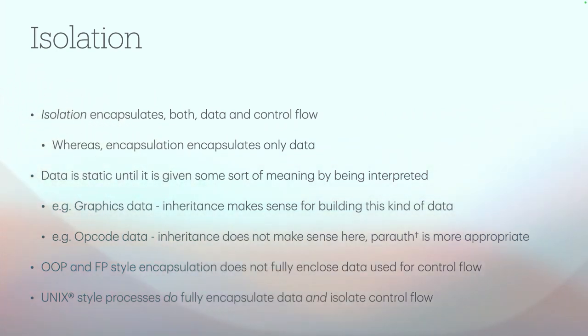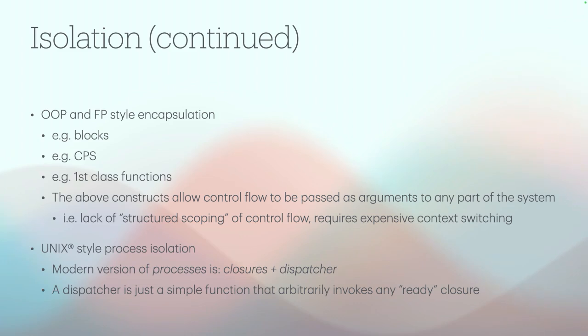We've seen isolation before. Unix processes implement isolation. Functions and methods and CPS and blocks allow non-structured use of control flow. They only implement data encapsulation, but do not implement full isolation. When Unix was invented, the idea of closures didn't exist. Lisp 1.5 introduced anonymous functions, lambdas, but everything related to Lisp was avoided at the time.